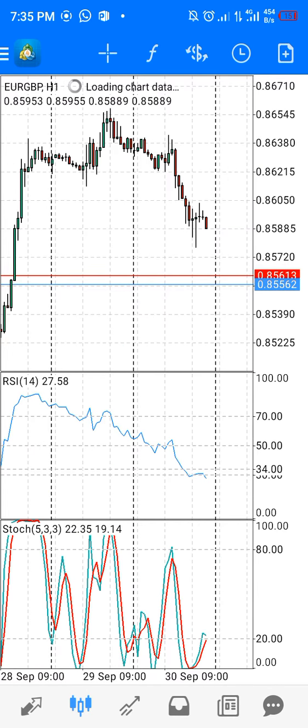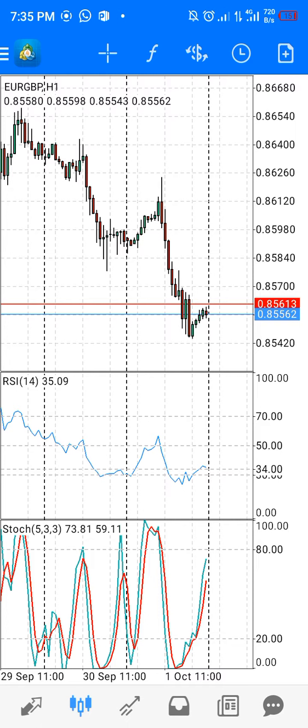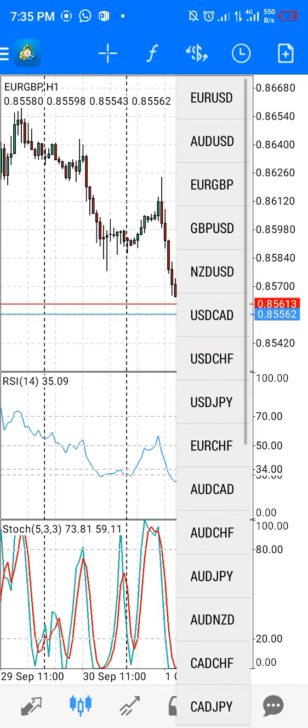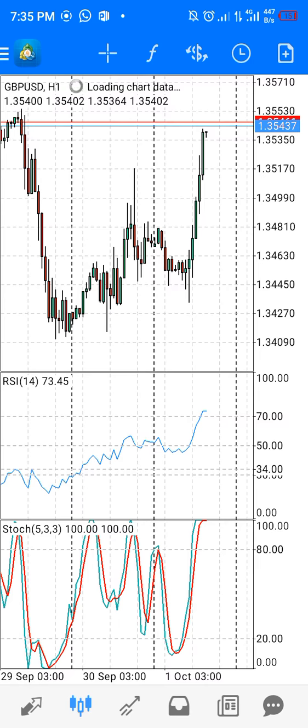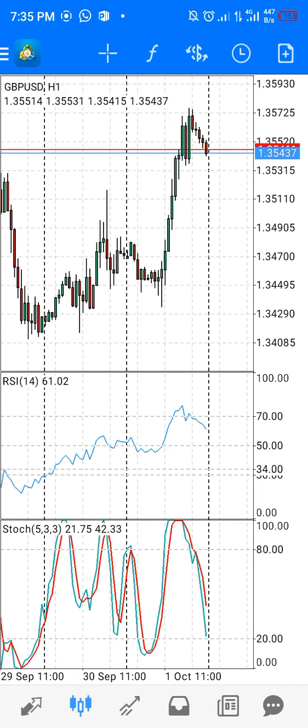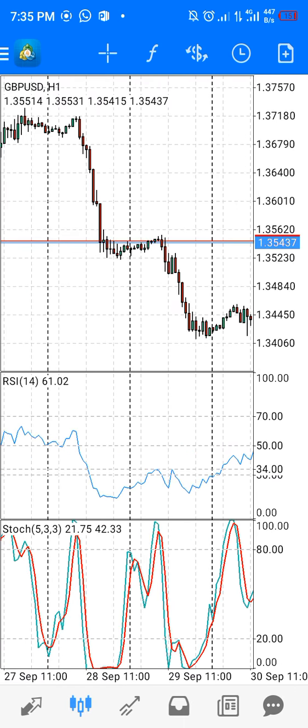Okay, so you get the strategy now. The strategy is once the stochastic is at the oversold level and our RSI is at the 50 level, you take your buy. Once stochastic is at the overbought level and RSI is below the 50, you take your sell. This strategy is very accurate when you want to take some trades. Let's check trade examples.